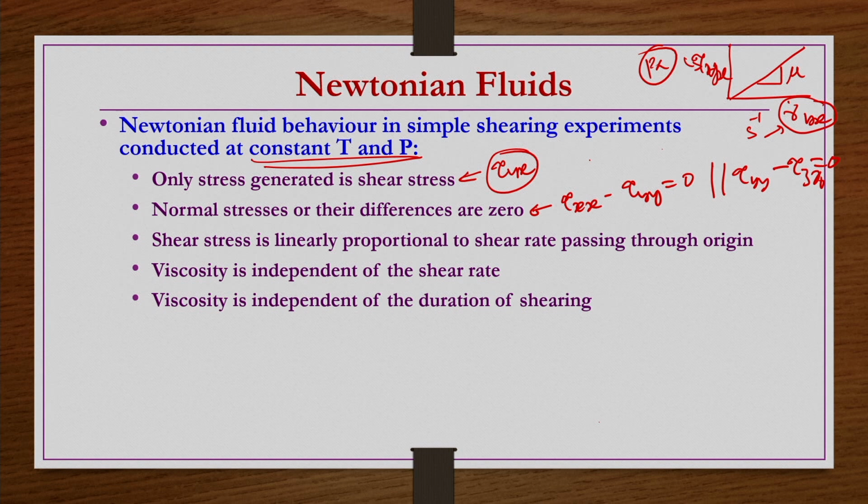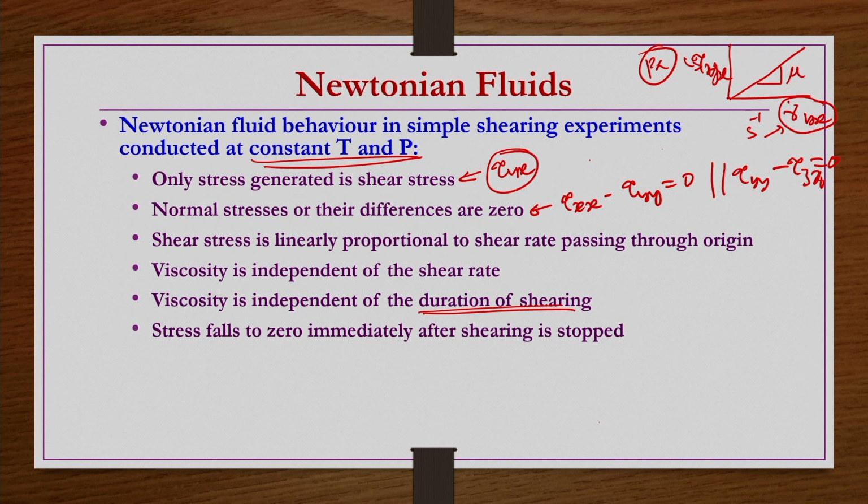Then viscosity is independent of the duration of shearing, whether you are doing this shearing experiment for 1 hour or 1 day or 1 month or whatever, as long as you maintain the temperature and pressure constant and there is no fluid loss because of viscous dissipation or thermal losses. So this viscosity does not change because of the duration of shearing. You take a Newtonian fluid and shear it for 20 minutes, for 20 hours, or even more time; it is not going to change as long as the temperature and pressure remain constant.